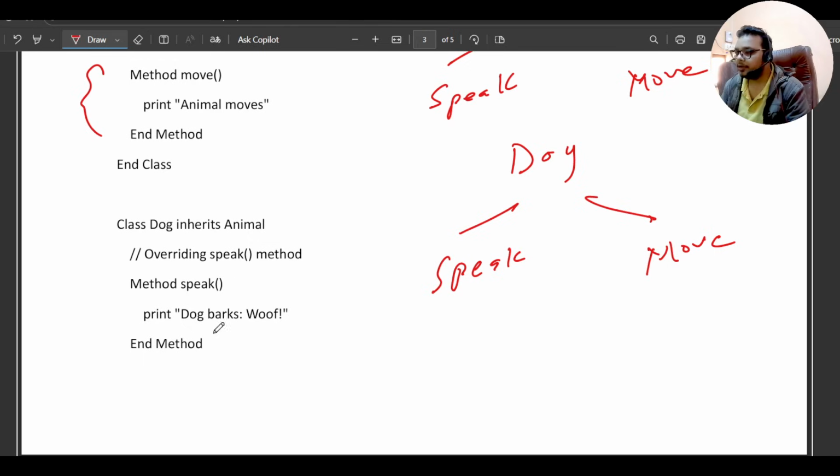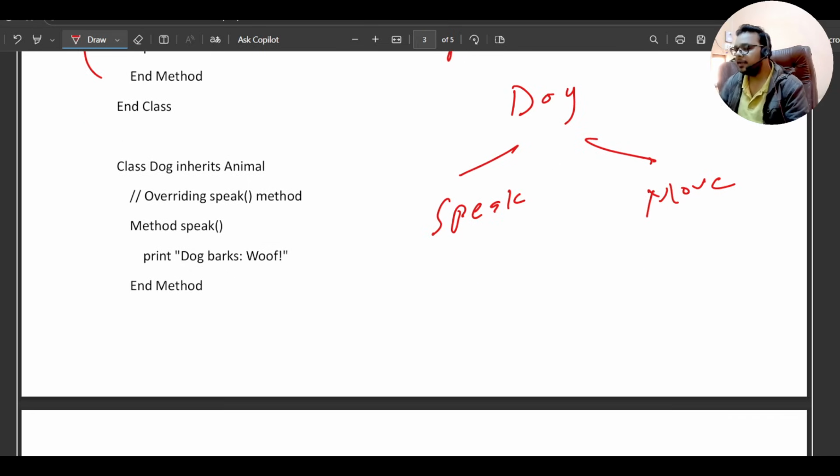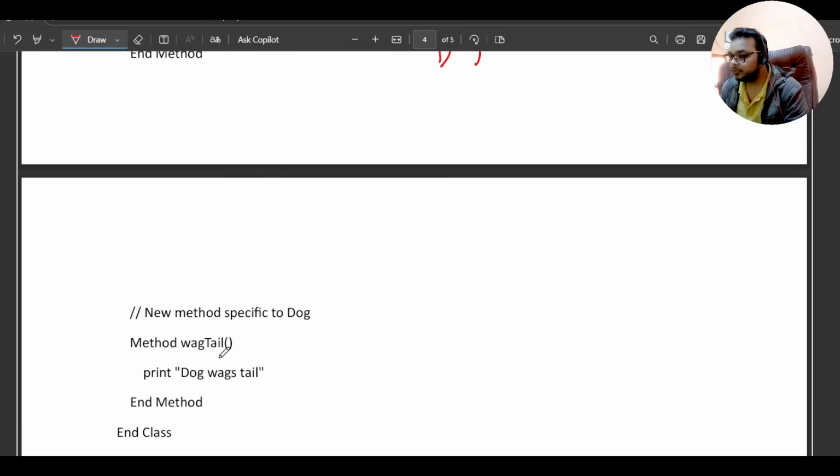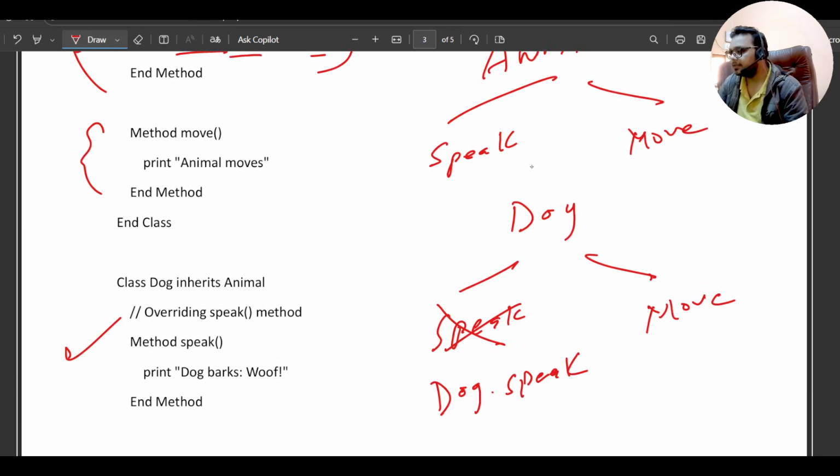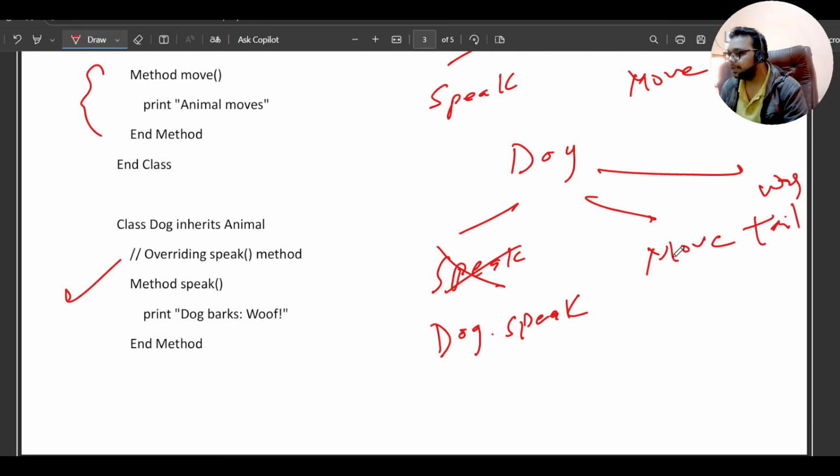Okay, now it is overriding the speak method. Okay, speak method. So now this method is replaced and the Dog speak method is there. Okay, and it is creating one more method which is wagTail. Okay, so there is one more method which is wagTail. But the move method, this is the inherited one, so we will say it is inherited.